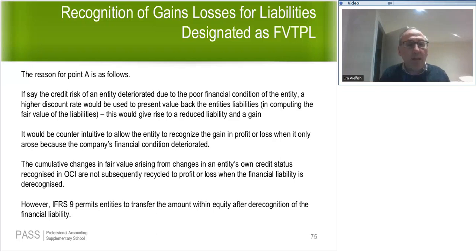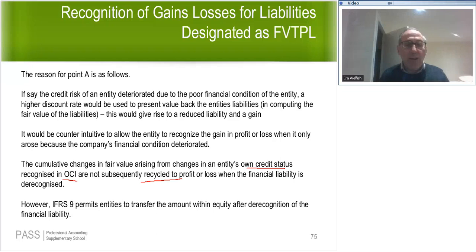don't bring OCI into income, but we can take the accumulated OCI account from the balance sheet and recycle it into retained earnings. But at the end of the day, what we are not allowed to do is bring it into the income statement.